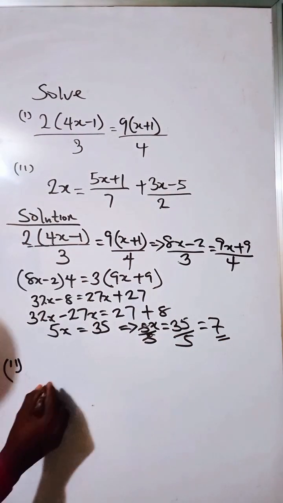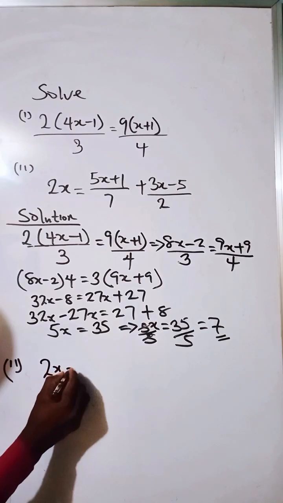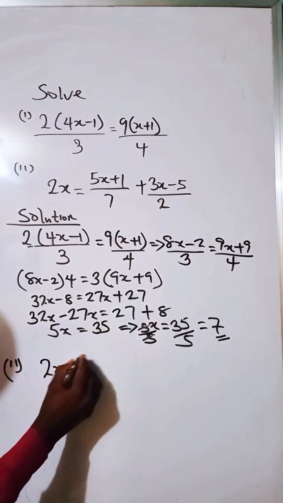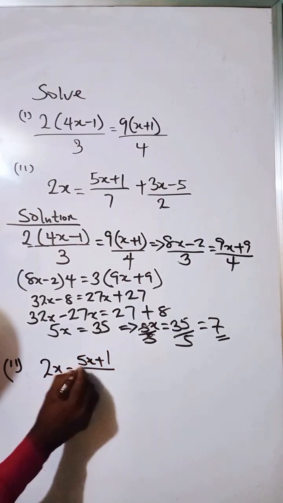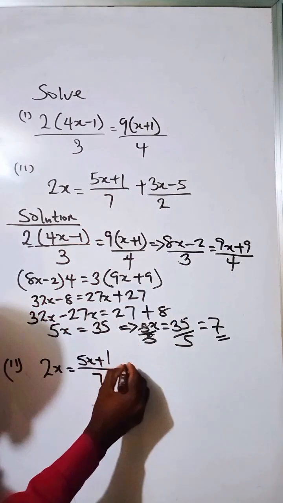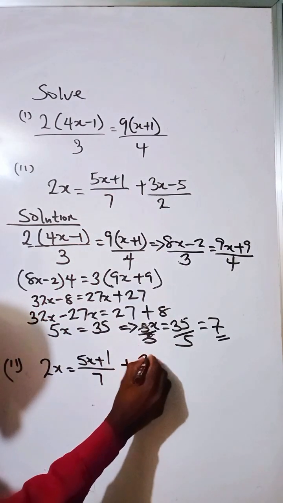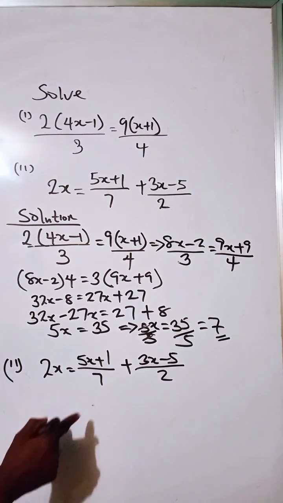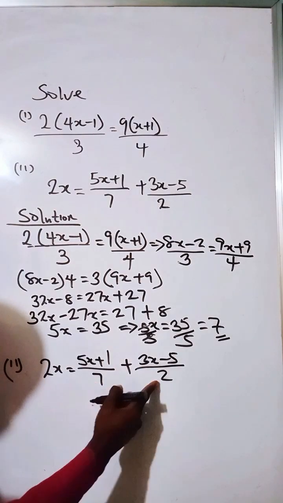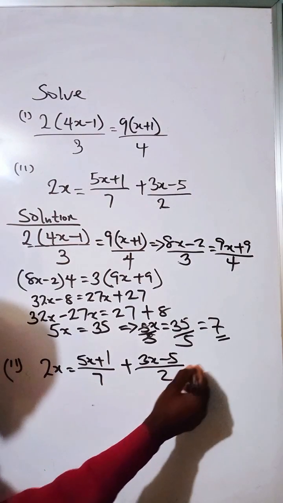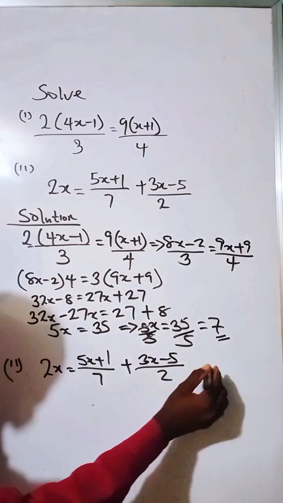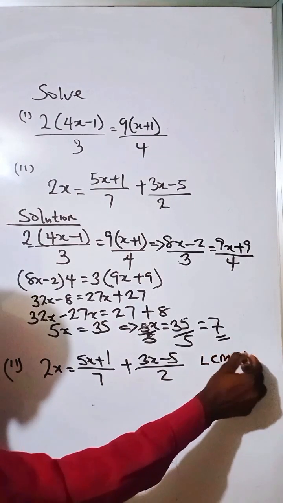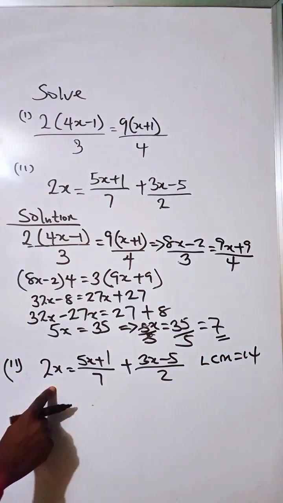So the next equation is 2x equals (5x plus 1) over 7, plus (3x minus 5) over 2. So we have to determine the LCM of the denominators, so that gives us 14. So for the LCM to be 14, let us multiply all through by 14.